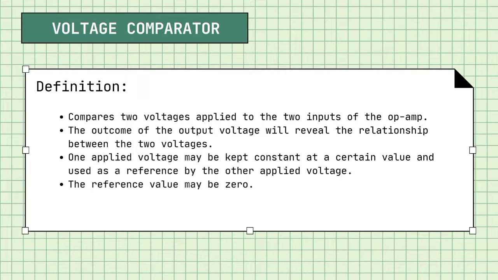So what is a voltage comparator? A voltage comparator compares two voltages applied to the two inputs of the op-amp. The outcome of the output voltage will reveal the relationship between the two voltages. One applied voltage may be kept constant at a certain value and used as a reference by the other applied voltage, and the reference value may be 0.